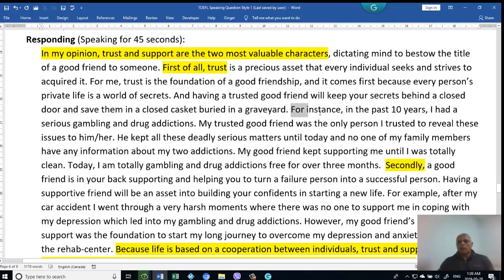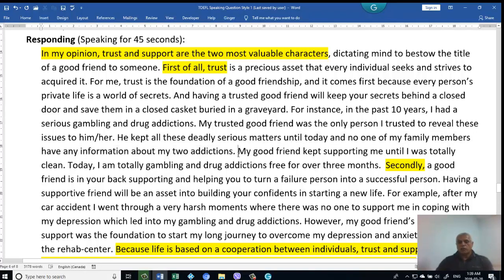For instance, in the past 10 years, I had serious gambling and drug addictions. My trusted good friend was the only person I trusted to reveal this issue. Here you could say him or her, because it depends; you could be talking about a friend who is male or female. Then you say he or she kept all these deadly serious matters until today, and no one in my family has any information about my two addictions.